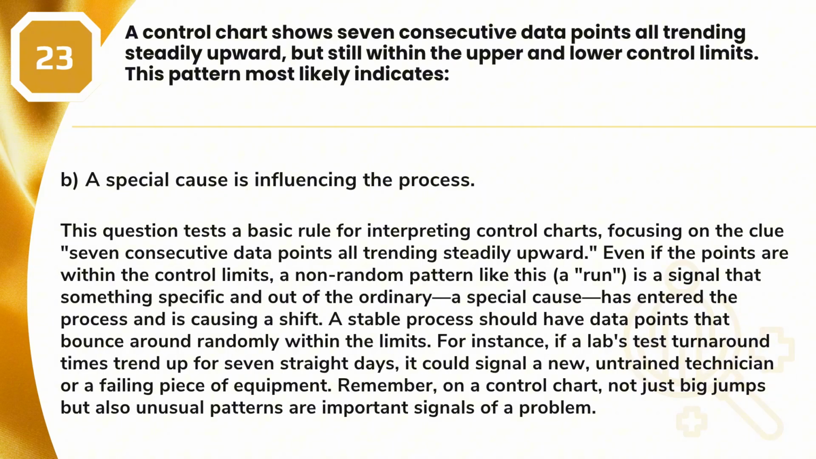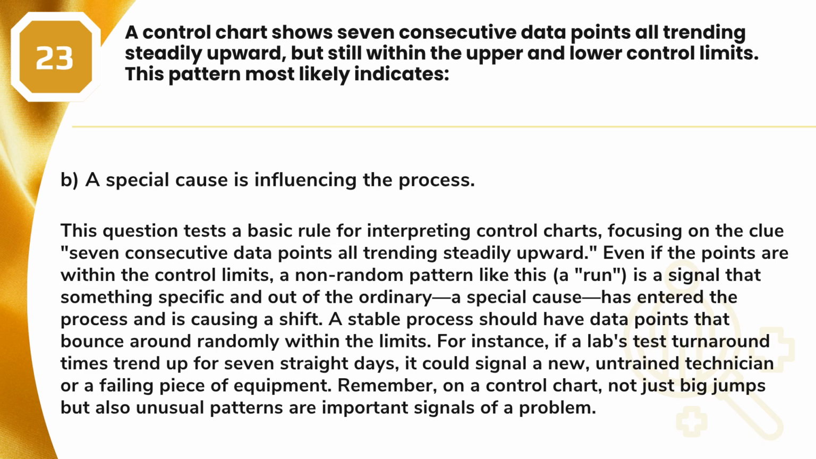Answer: B. A special cause is influencing the process. This question tests a basic rule for interpreting control charts, focusing on the clue, 7 consecutive data points all trending steadily upward. Even if the points are within the control limits, a non-random pattern like this, a run, is a signal that something specific and out of the ordinary, a special cause, has entered the process and is causing a shift. A stable process should have data points that bounce around randomly within the limits.